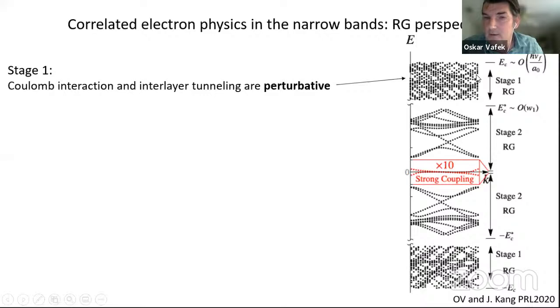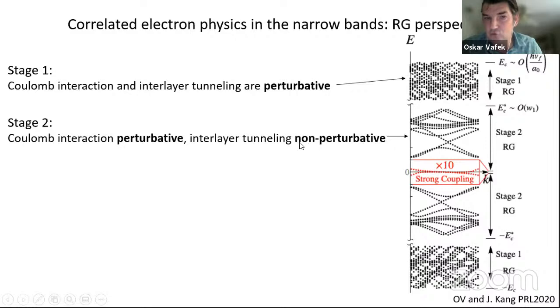Okay, so below EC star, but before we reach the narrow bands, the interlayer tunneling is no longer perturbative, it's non-perturbative, so we have to keep it exactly in the Green's functions, but we still have a gap to the remote bands.